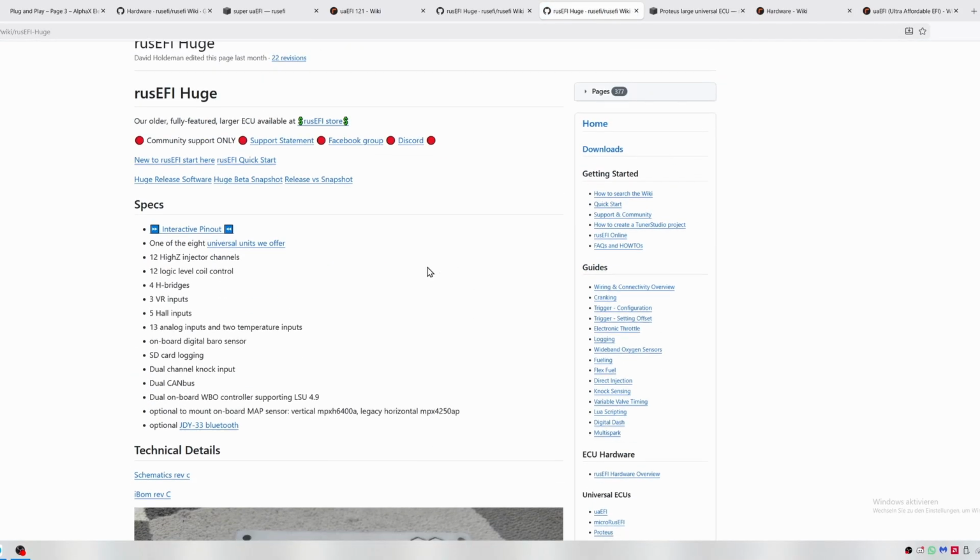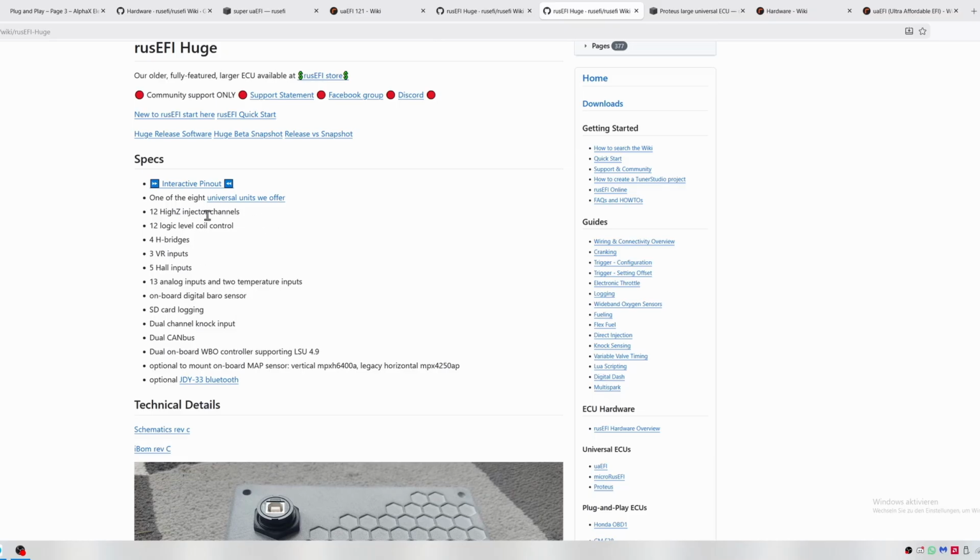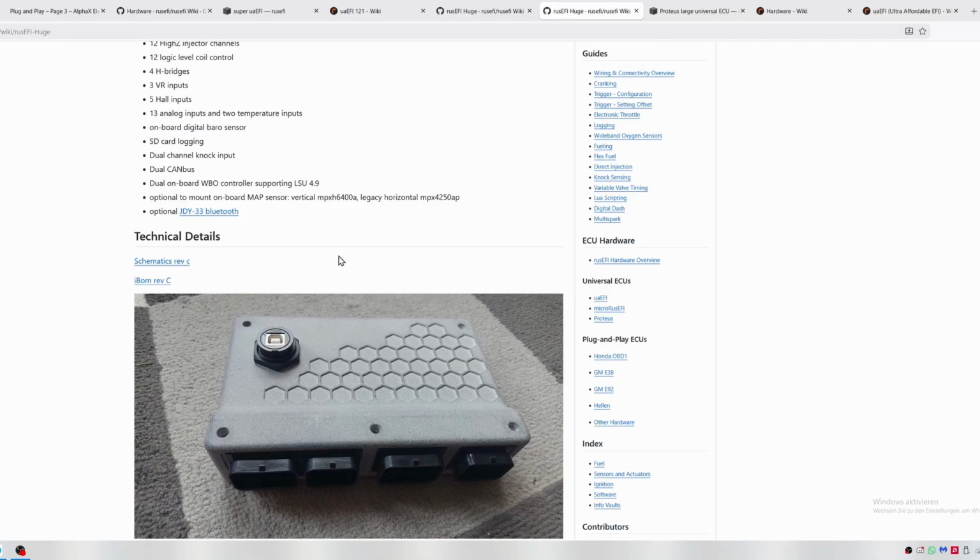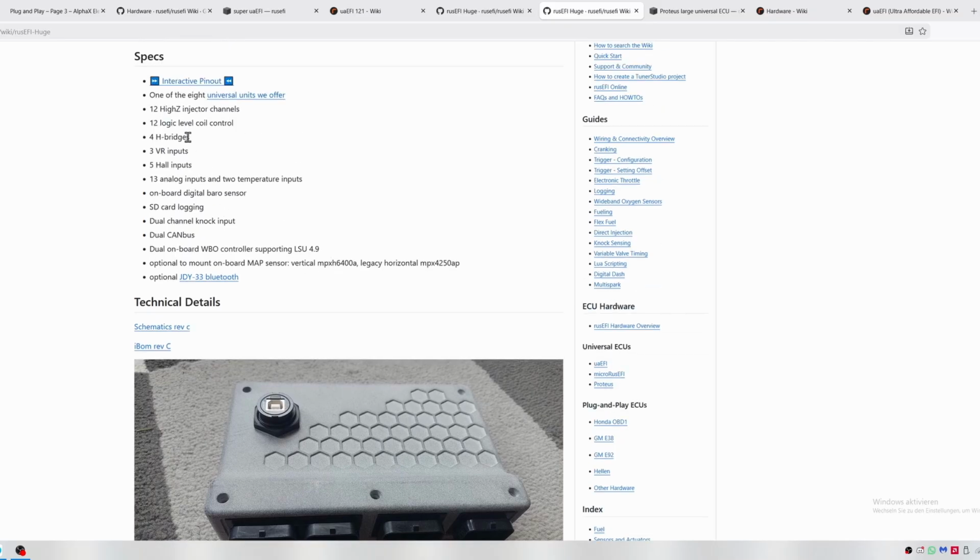But what is even more fun is the RUSEFI Huge, because you have even more stuff you can do here. We have 12 injector channels, 12 coil outputs, so you can run a V12 fully sequentially for only $750. That's something unheard of from any other ECU. We have 4 H bridges, so you could also use, as with the others, dual throttle bodies without a problem, but dual throttle bodies plus a stepper valve plus an external electronic wastegate. 3 VR sensor inputs, while the other ECUs have a dual VR conditioner, so you can use 2 VR inputs.